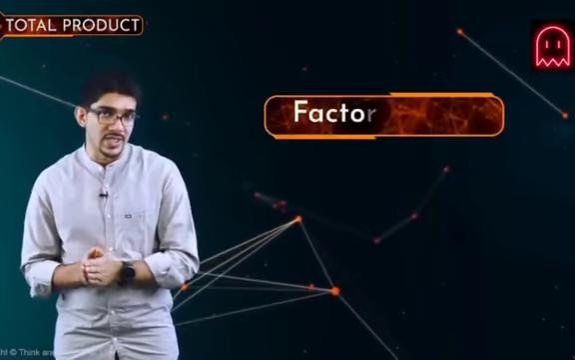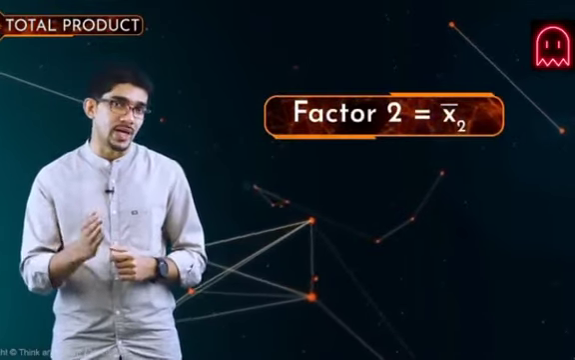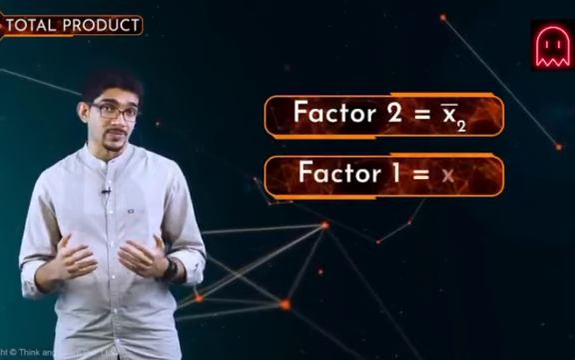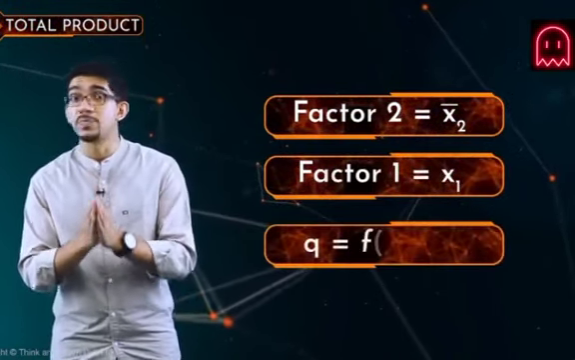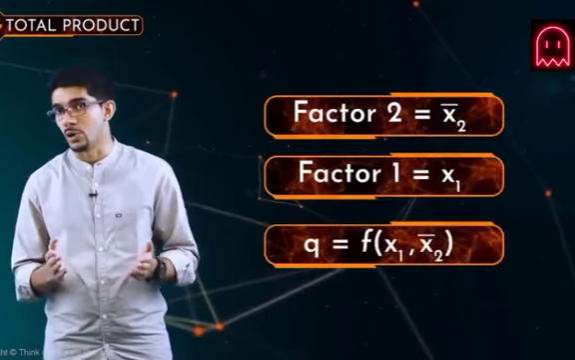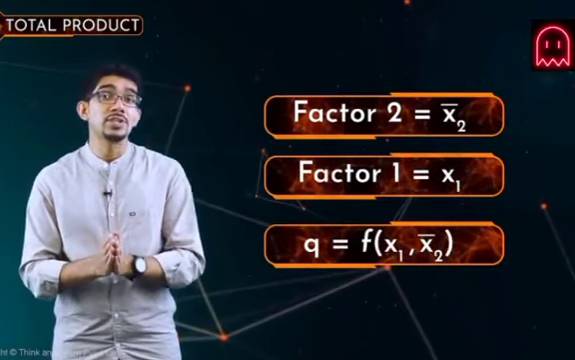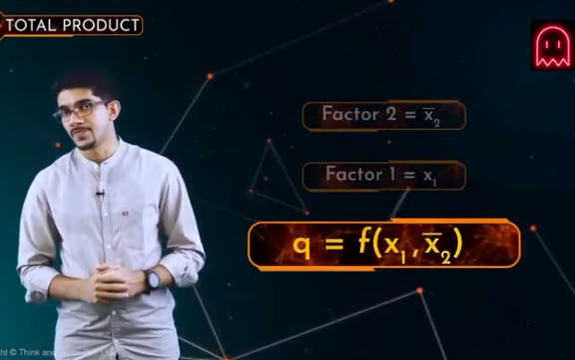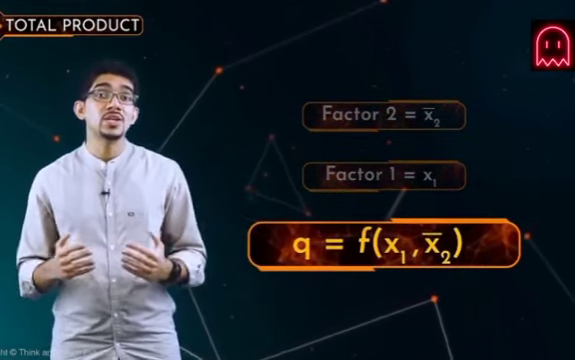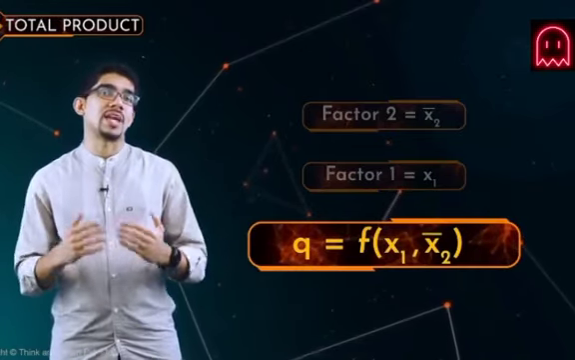To express this algebraically, in a production function, let's keep factor 2 constant, say at the value of x2 bar, and vary factor 1. Then for each value of x1, we get a value of q for that particular x1, x2 bar combination. We can write it out in this way. Q is a function of x1, x2 bar. This is the total product or TP function of factor 1.